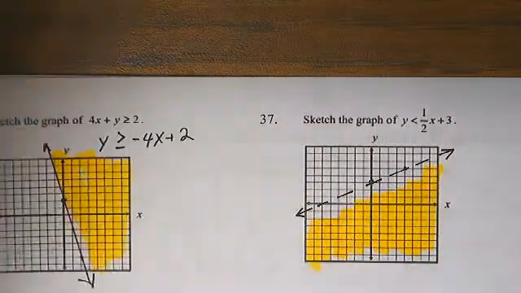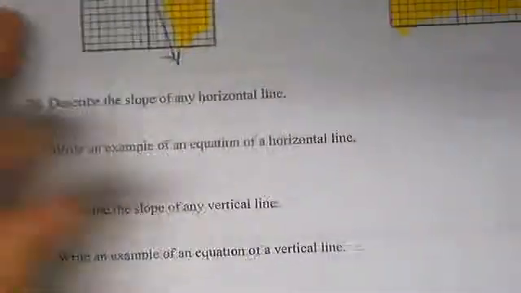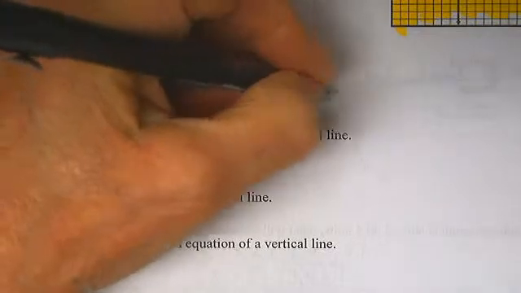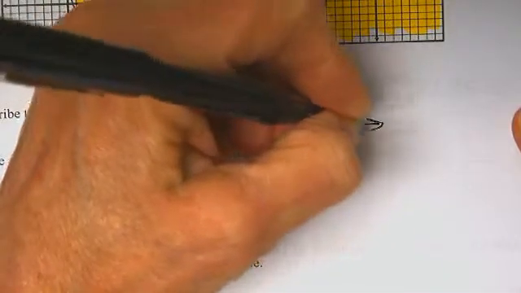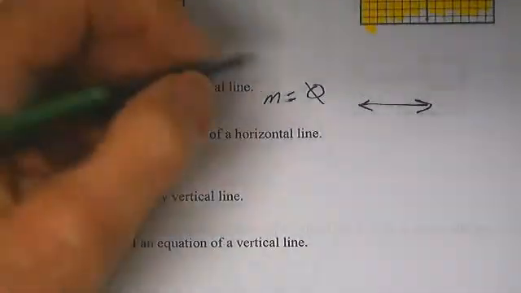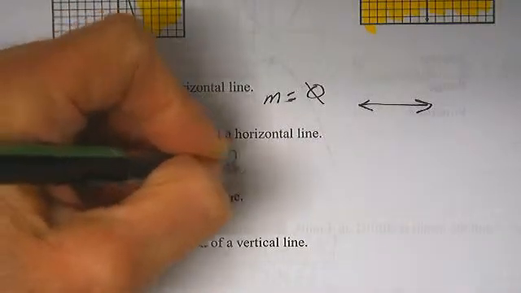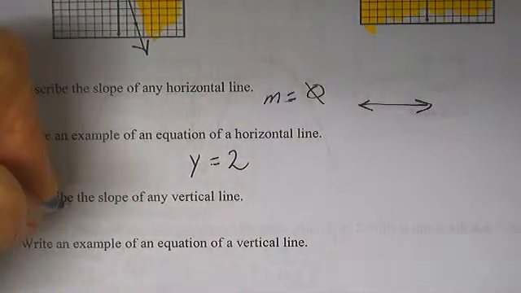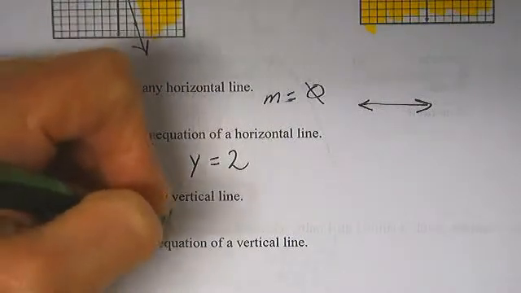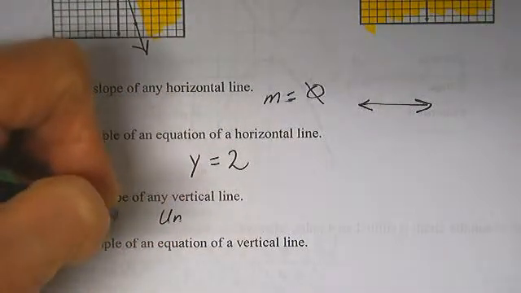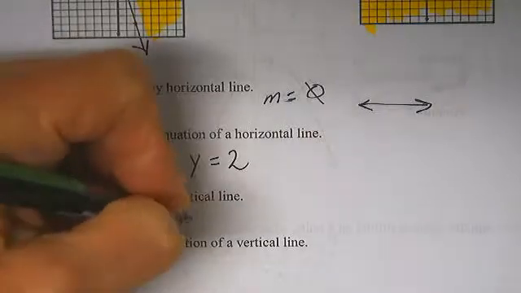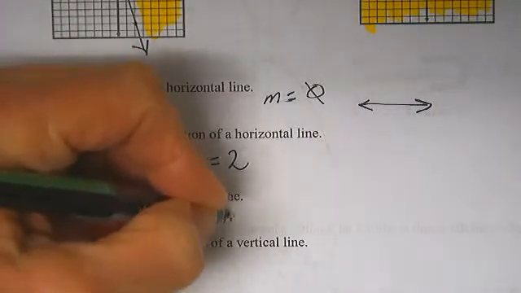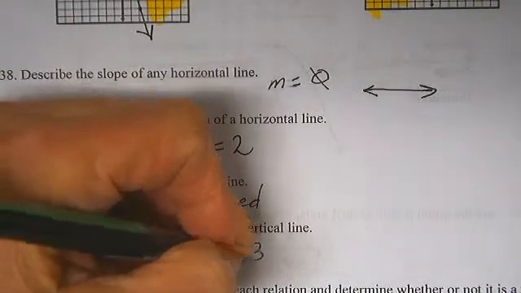38. Describe the slope of any horizontal line. The slope is 0, and it looks like that. Write an example, y equals 2. Describe the slope of any vertical line. Any vertical line has slope that is undefined. The example of an equation would be x equals 3.